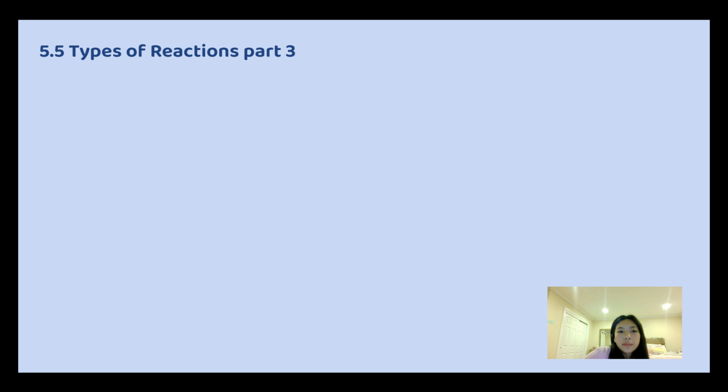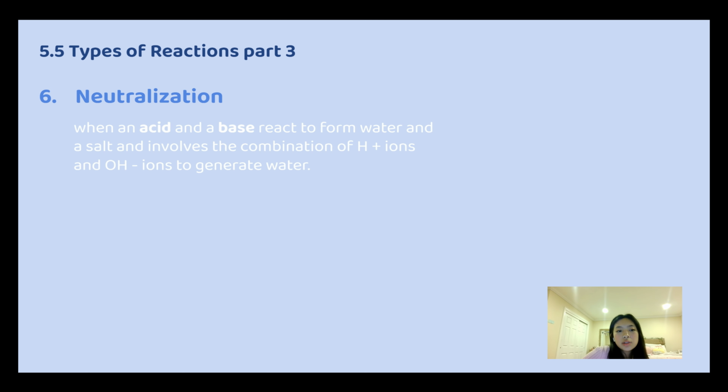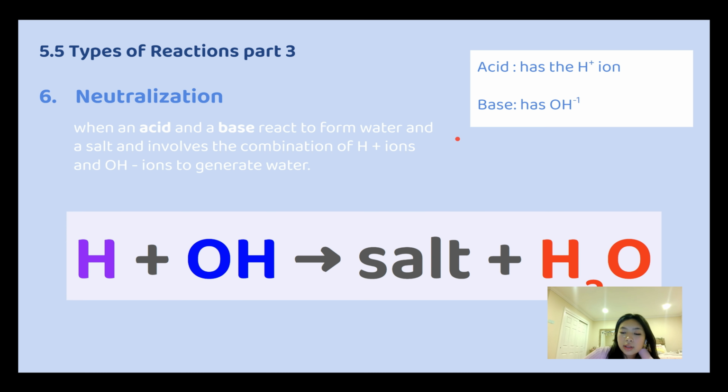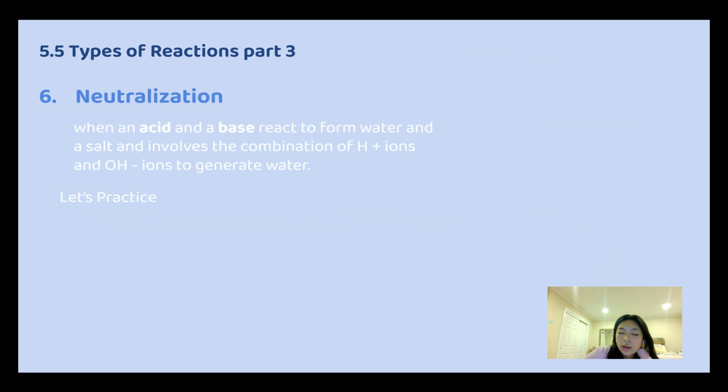Okay, let's go over the last few equations. So a neutralization reaction is where you have an acid and a base, and it forms water and a salt. So your acid is always going to be containing a hydrogen, whereas your base will always contain a hydroxide. So let's look at this. This is your general equation. So your H, this is your acid. Your OH is your base, it's your salt and your water. Let's look at our example.